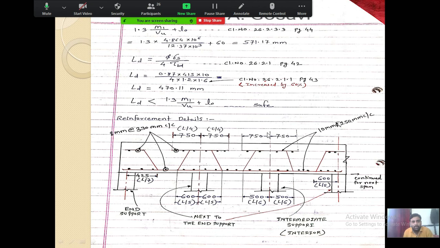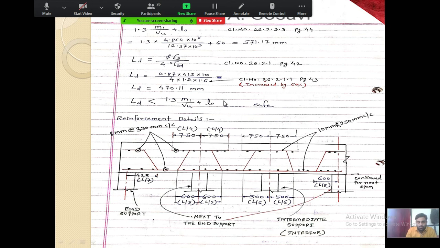This formula, which I already told you, 1.3 M1 upon Vu plus L0, is given in the IS code, clause number 26.2.3.3, page number 44. This we have already seen, and this is the formula for development length: LD is equal to phi sigma s upon 4 tau bd. This also I explained in detail in the last lecture itself. The clause number is 26.2.1, page number 42, and it is given on page number 44.